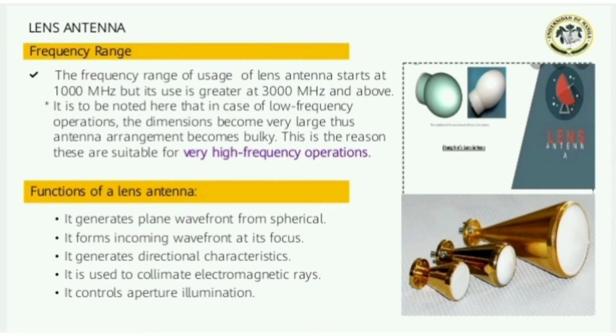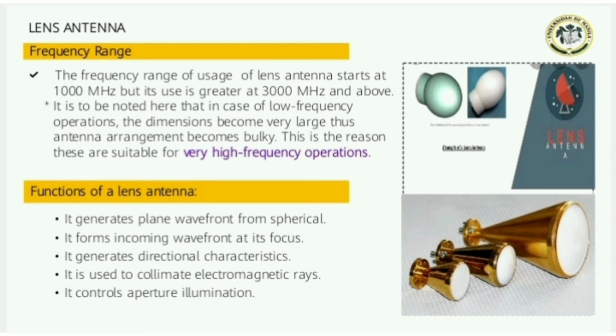The frequency range of usage of lens antenna starts at 1000 MHz, but its use is greater at 3000 MHz and above. It is to be noted here that in the case of low frequency operations, the dimensions become very large, thus antenna arrangements become bulky. This is the reason these are suitable for very high frequency operation.